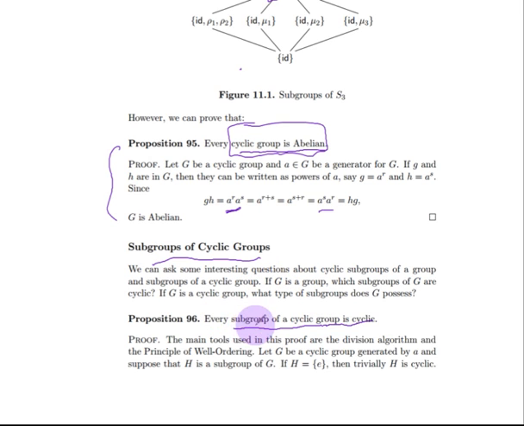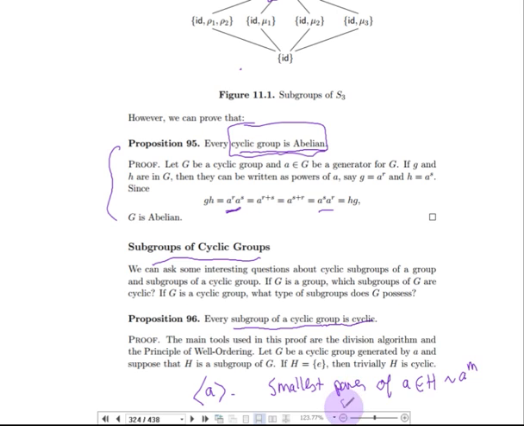The idea of this proof is that if you have a subgroup of a cyclic group, and a cyclic group must be something like the powers of A, you find the smallest power of A in your subgroup. Suppose that's A to the m. Then you can show that in fact H must be equal to the orbit of A to the m. So that's what's actually going to happen.